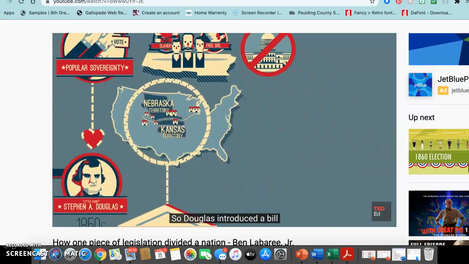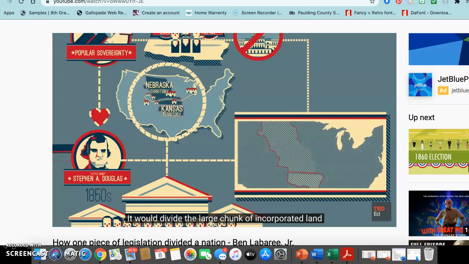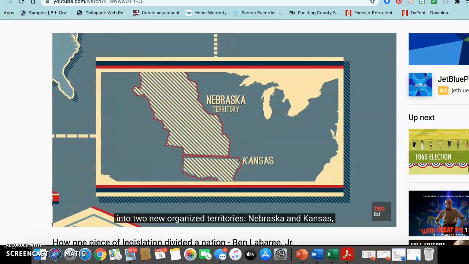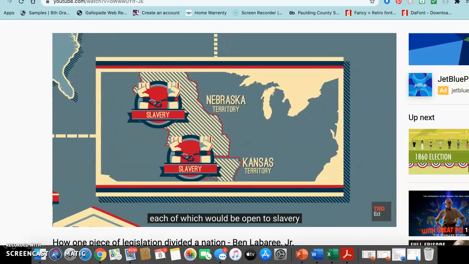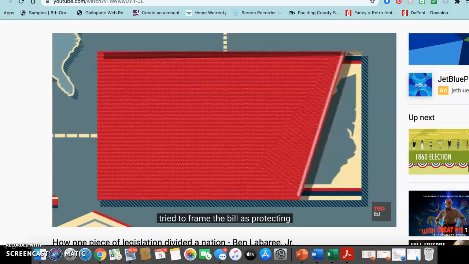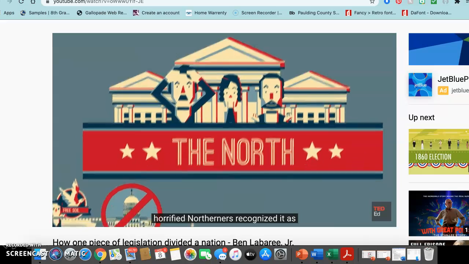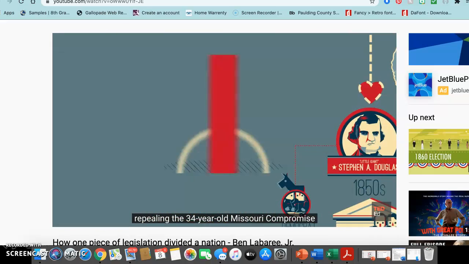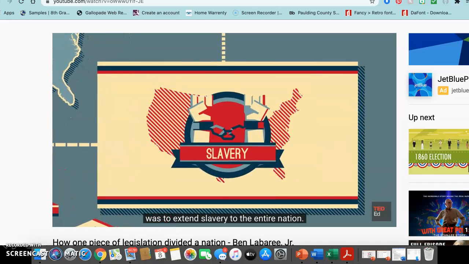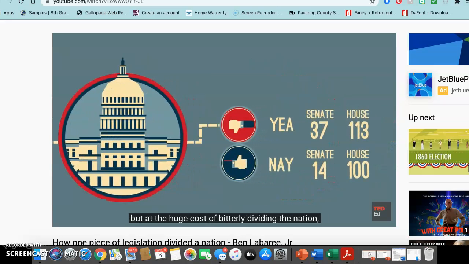So Douglas introduced a bill designed to kill two birds with one stone. It would divide the large chunk of incorporated land into two new organized territories, Nebraska and Kansas, each of which would be open to slavery if the population voted to allow it. While Douglas and his Southern supporters tried to frame the bill as protecting the political rights of settlers, horrified Northerners recognized it as repealing the 34-year-old Missouri Compromise, and feared that its supporters' ultimate goal was to extend slavery to the entire nation.